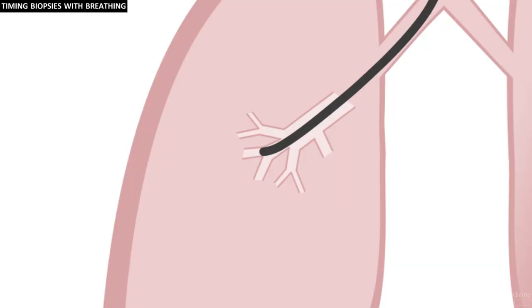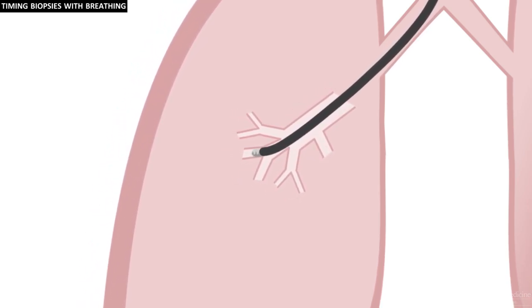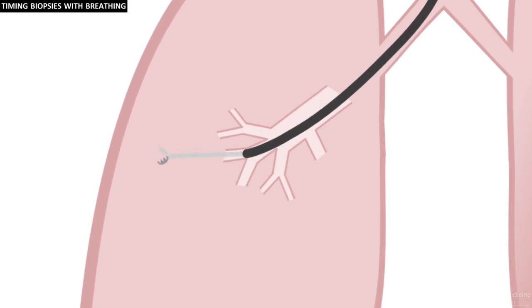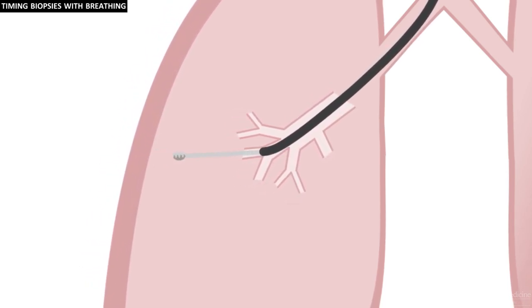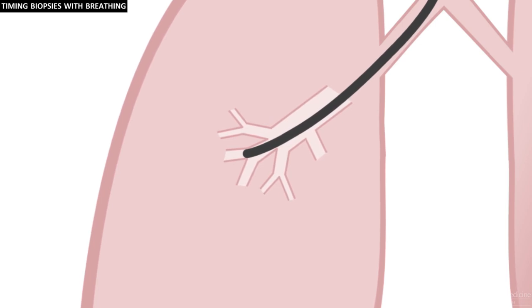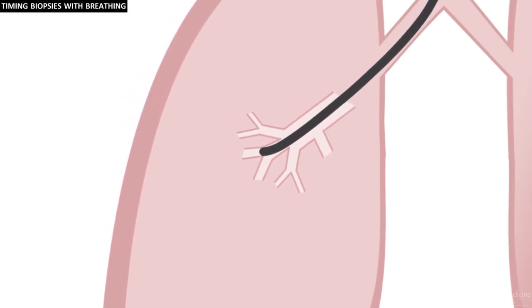Some providers time their biopsies with the patient's breathing. You can see in these images that the open forceps are passed out while the patient is inhaling and then closed at the end of exhalation. The reason for doing this is to try to obtain larger samples, because the forceps close on the lung parenchyma when it is at its most contracted. It may also allow sampling of more distal tissue because the alveoli move proximally during exhalation.